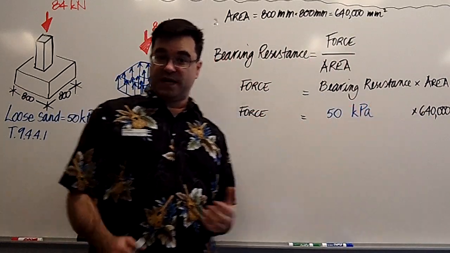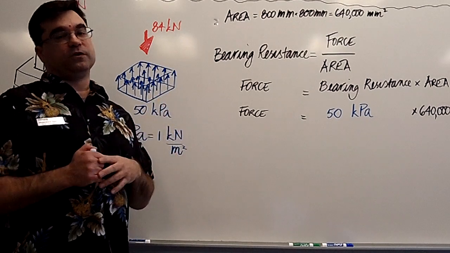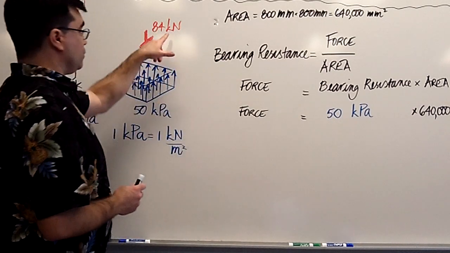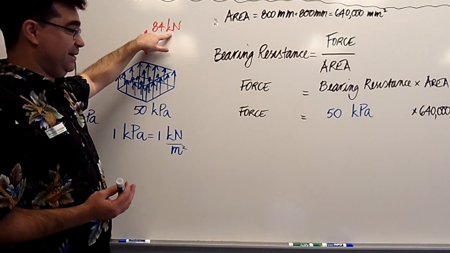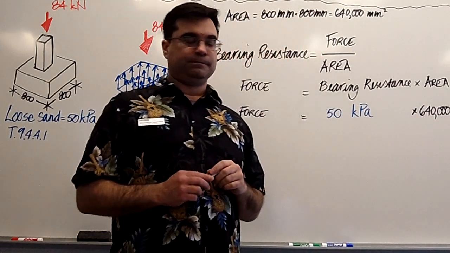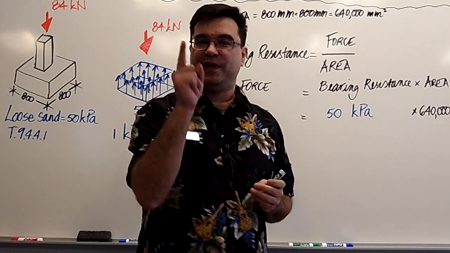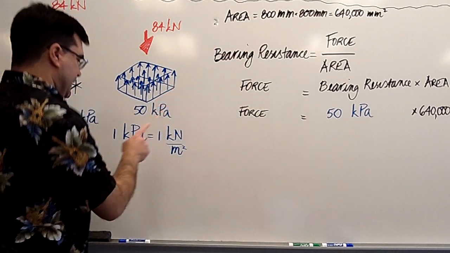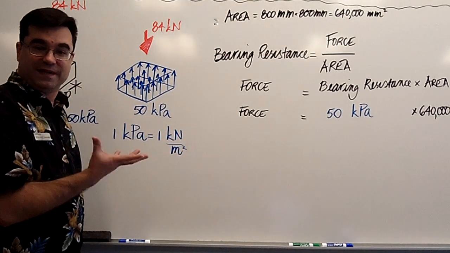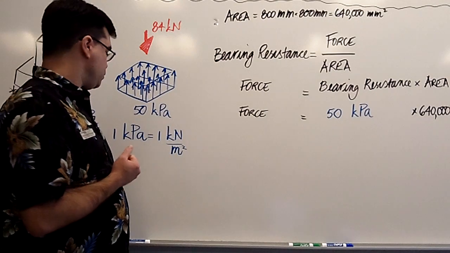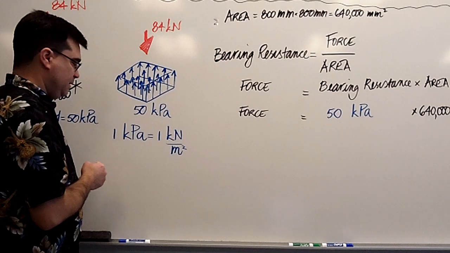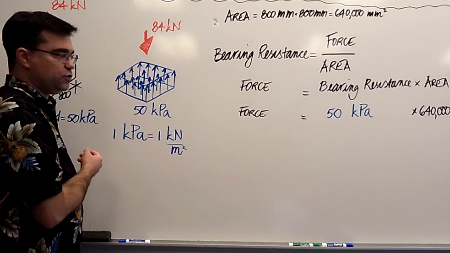I put in the quantities as I have them, but I can't just multiply them by each other. The units don't work out. I want to get a force in kilonewtons, right? And here I have kilopascals, and here I have millimeters squared. Wait. Kilopascals is also kilonewtons per meter squared, right? That's the definition of pressure. So if 1 kilopascal is 1 kilonewton per meter squared, 50 kilopascals is 50 kilonewtons per meter squared.